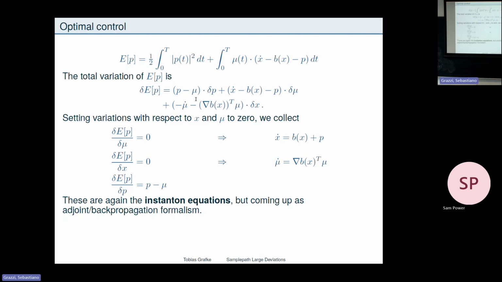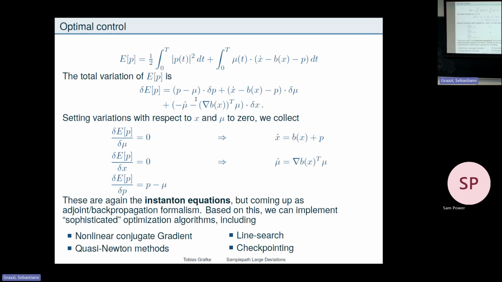So I'm doing this now because this allows me to do even more fancy optimization techniques. I now have a gradient. I can use nonlinear conjugate gradients. I can use quasi-Newton methods on this. I can do line search.